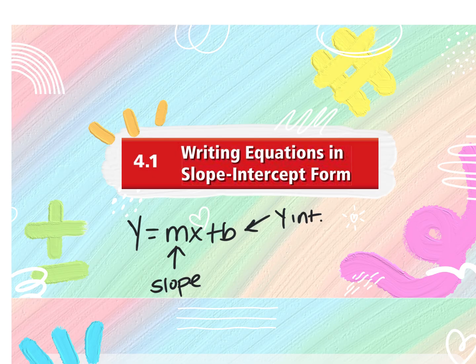Now, I'm going to ask you to write the equations. So I might give you a graph and ask you to write an equation in slope-intercept form. Or I might give you some information and ask you to write an equation in slope-intercept form. Now, we learned yesterday how to find the slope if I give you two ordered pairs. That is different than slope-intercept form. What is it called?